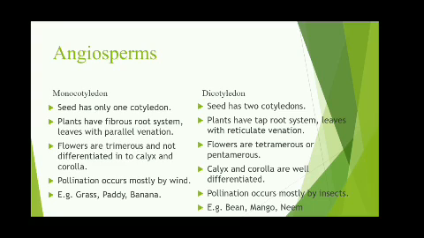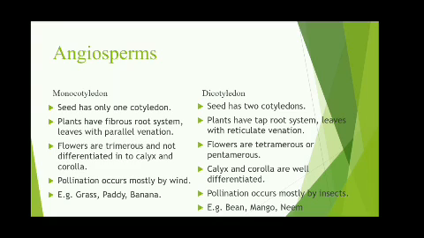Monocotyledons have only one cotyledon. When we see the characteristic features of monocotyledons, the plant has a fibrous root system and the leaves have parallel venation. That means the veins are arranged parallelly along the midrib.